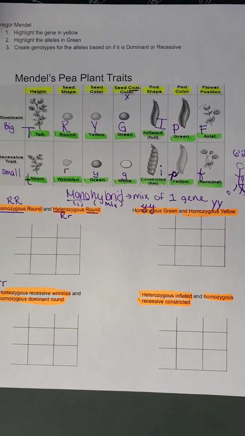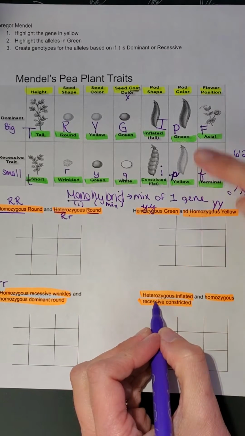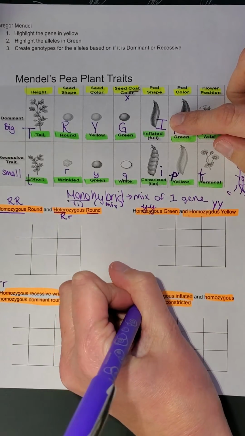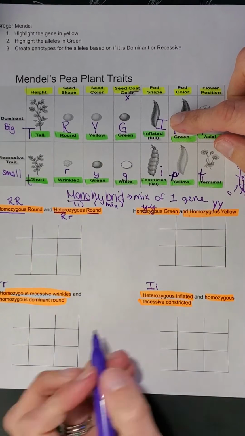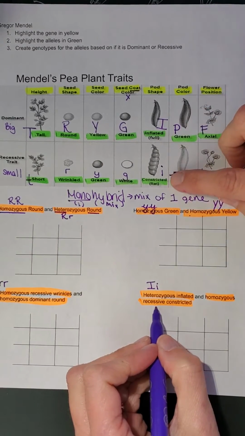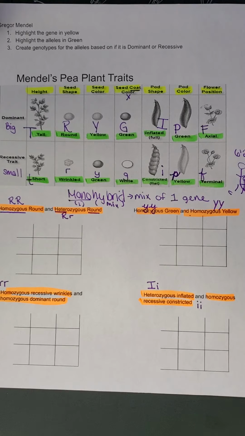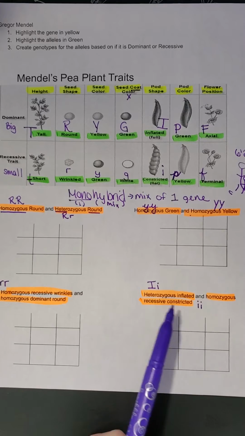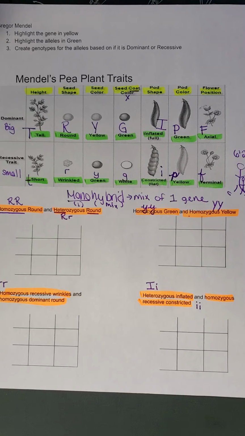Okay. Now go ahead. Heterozygous means different. So heterozygous inflated would be a big I, but it's different, so it's going to include the little I. Homozygous recessive, constricted, little I, little I. I would like for you to turn to your neighbor and for 1 minute, explain to the other partner why it is that these genotypes are what they are. Go ahead and pause the video.